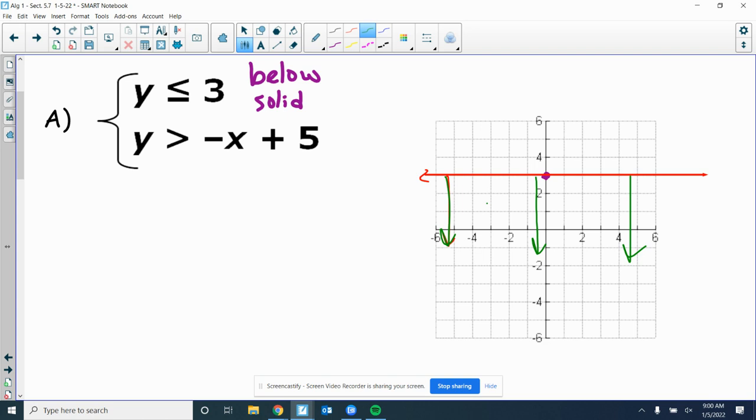Okay, so now we have to graph this one. What's my slope? Or before I do that, am I going to go below or above this second line? Why is it above? Does everybody see that? So we're going to shade above. Shade above. Is it going to be solid or dashed? Good.